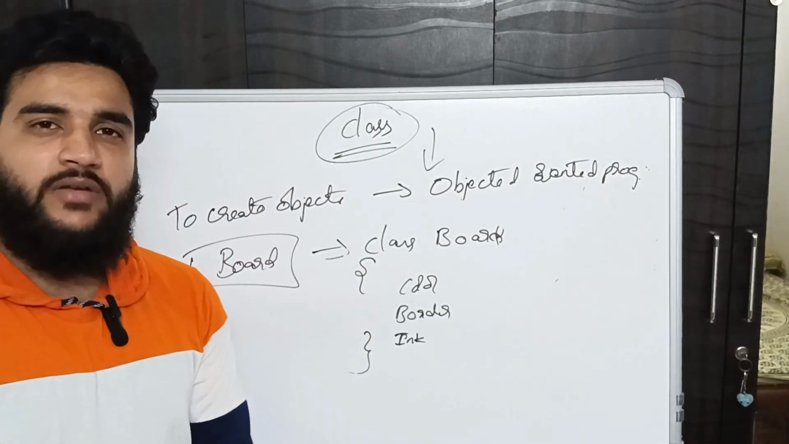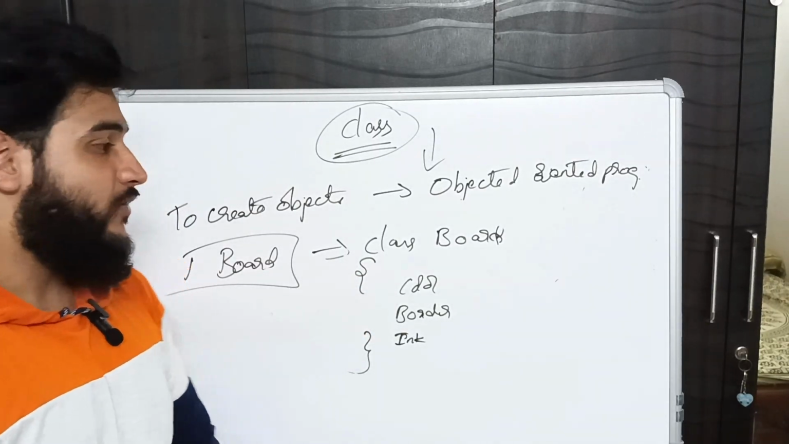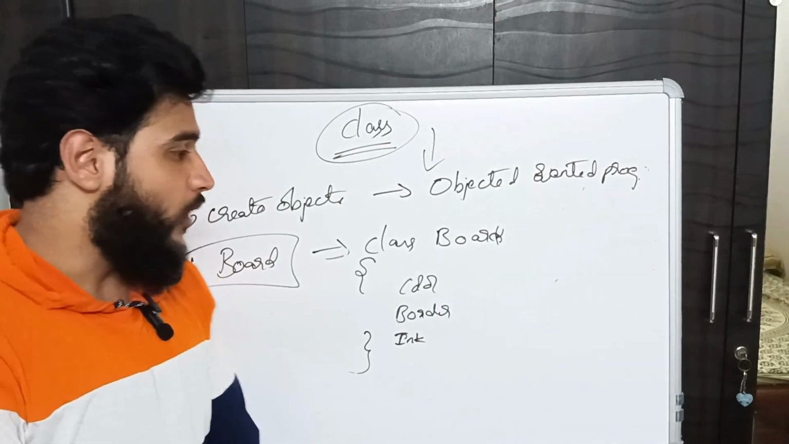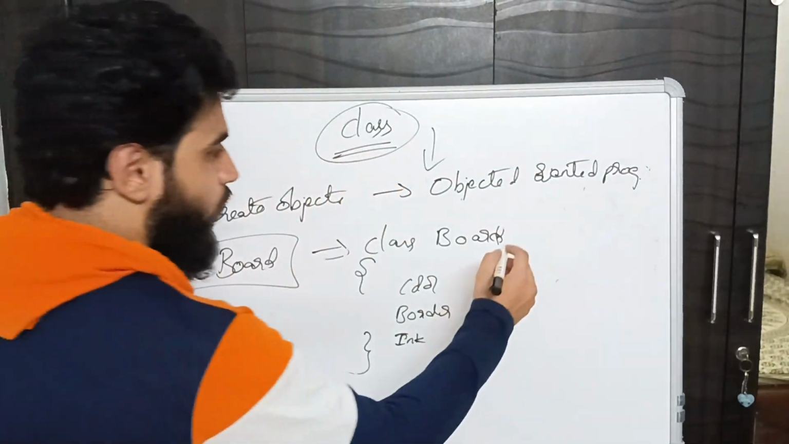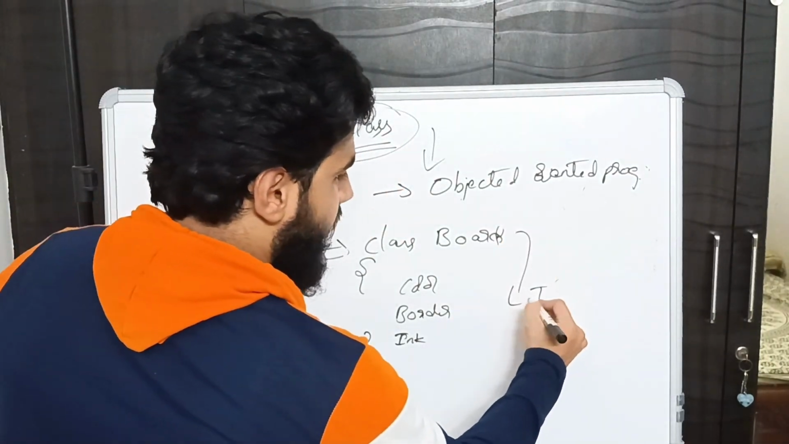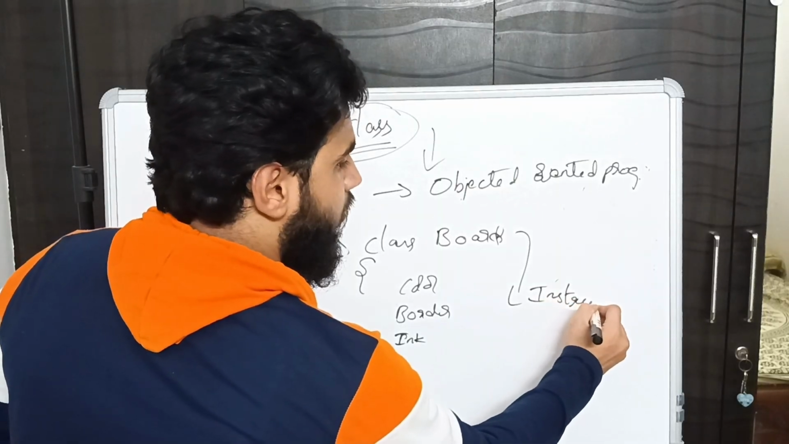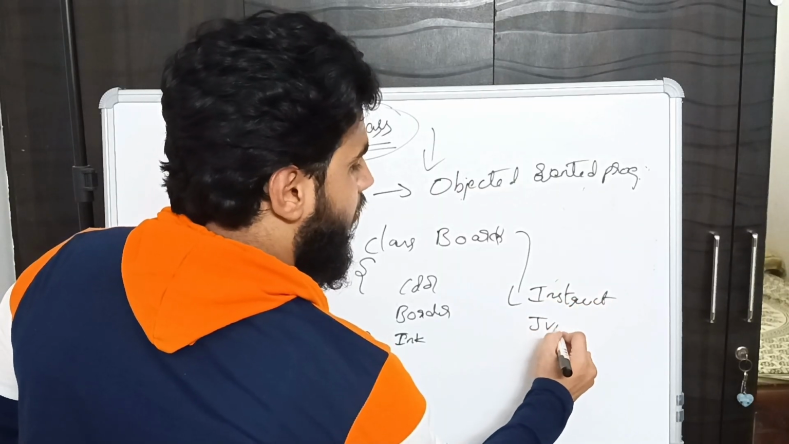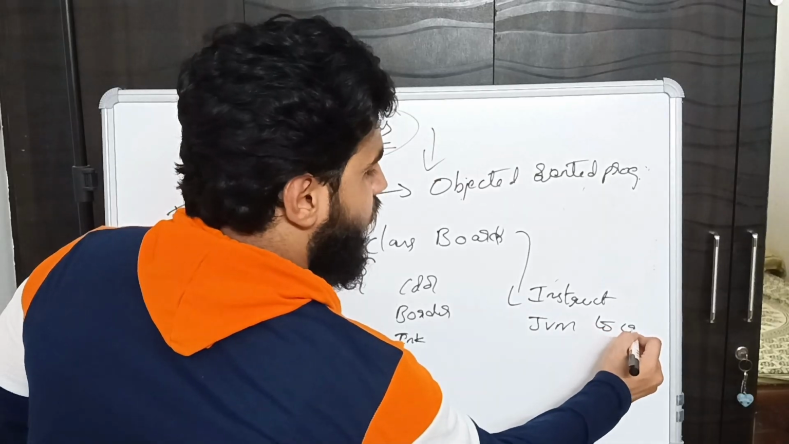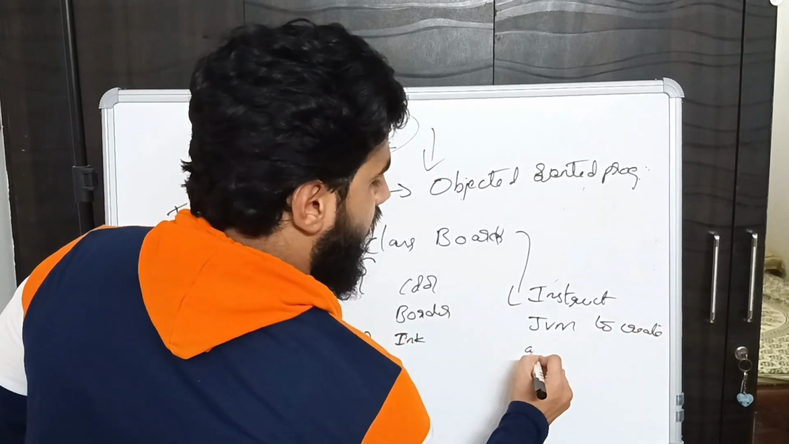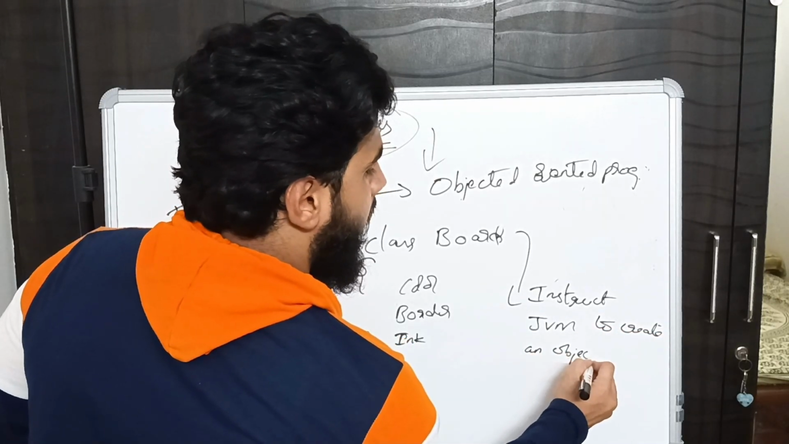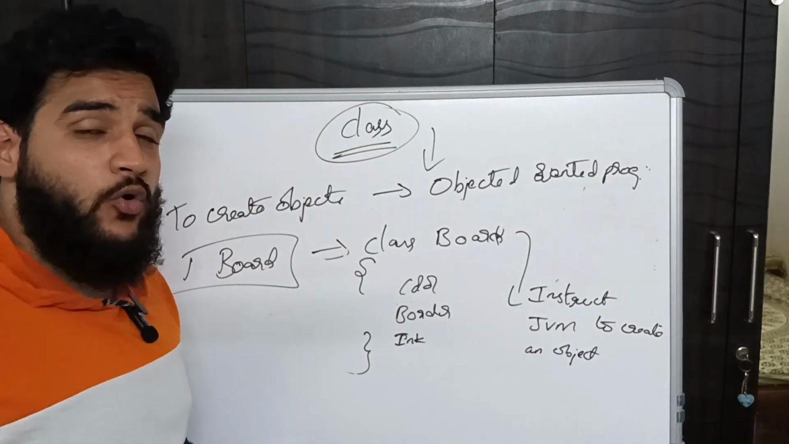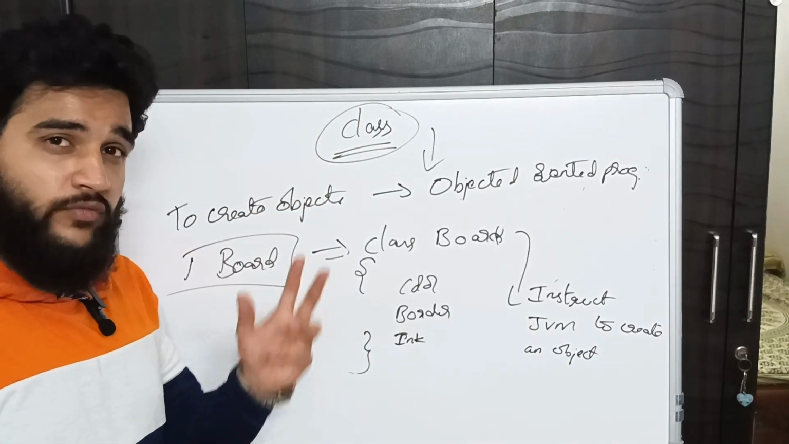Now, what happens when we want to create an object, when we want to create an actual board? Well, what we do is we instruct JVM to create an object for us. Well, how do we do that? Let's see how we create an object.